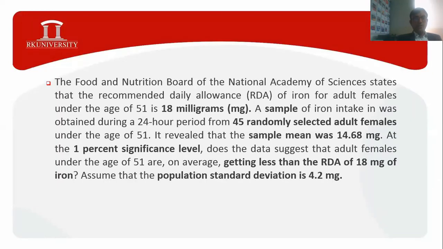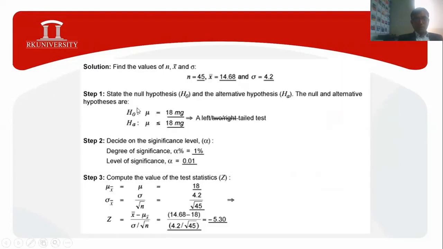So alpha is also 1%, which has been stated here. So we can go step by step. The null hypothesis, as I have stated, is mu equals 18 milligram. The alternate hypothesis will be that they are getting less than the recommended daily allowance. That means mu is less than 18 milligram. And since it is a left tail test, we will not consider the probability of a two tail test or right tail test.